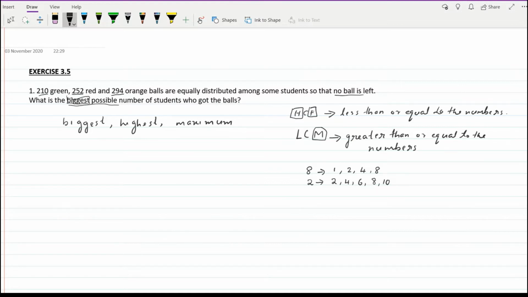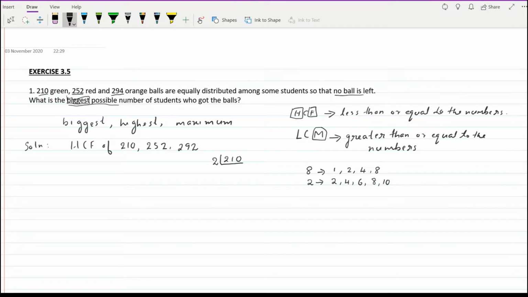So the solution is to find the HCF of 210, 252 and 294. If you find the HCF of these numbers, then you will get the required number of students. The method I am going to follow is the prime factorization method, which I already explained to you. First I am taking 210, and we have to do prime factorization. 0 is the last digit.